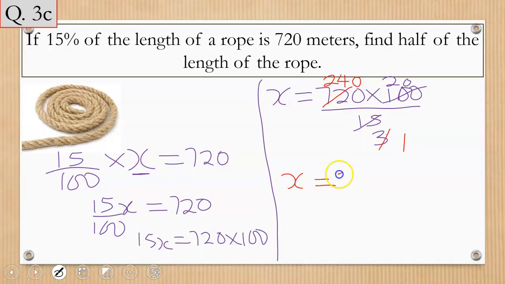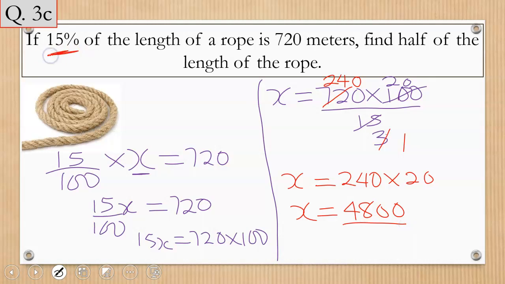Now our answer becomes 240 times 20. And we can do that by saying 2 times 24 is 48, and you attach your 3 zeros, and that becomes 4,800 meters. Now this is the length of the rope, and 15% of it is giving us 720 meters. But the question wants us to find half of that length, and half of this length means we are dividing by 2, and the result will be 2,400 meters, and that becomes the answer.